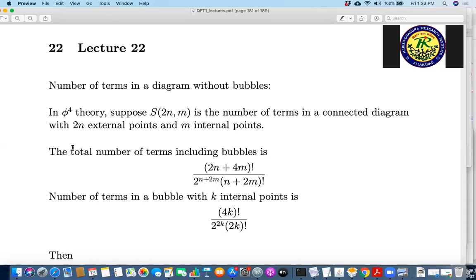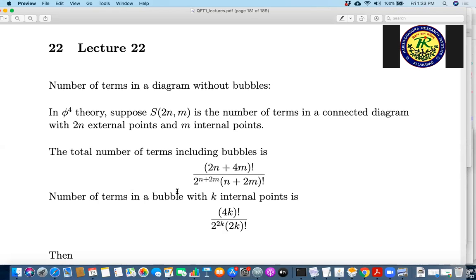So let's start by writing down the total number of terms including bubbles, so that there is no confusion. Here the number of phi's is 2n plus 4m. So that's what you were calling 2k earlier. So the total number of terms including bubbles is (2n plus 4m) factorial divided by 2 to the power (n plus 2m) times (n plus 2m) factorial.